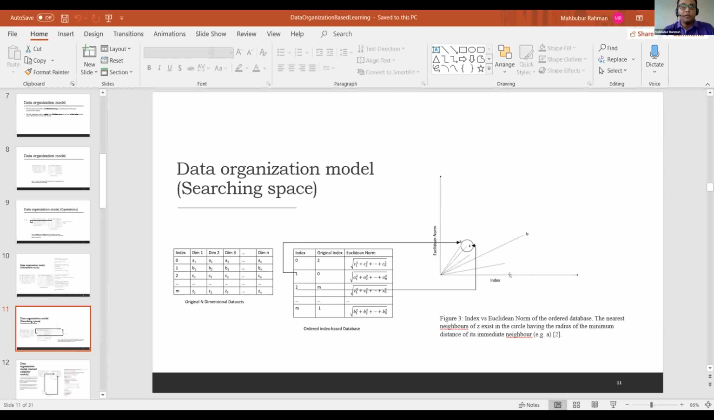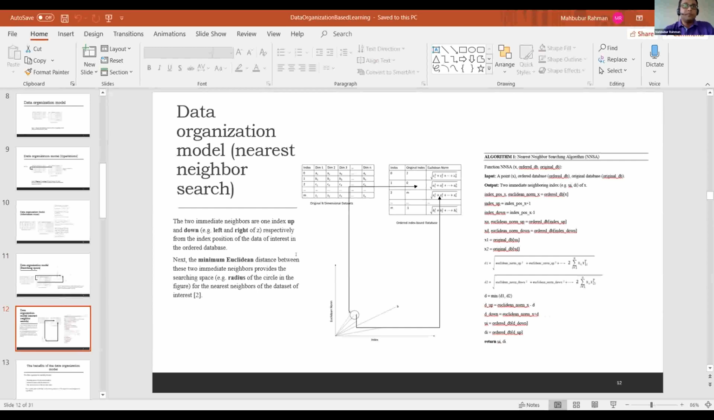Actually, I will explain more thoroughly in the next slide. So this is just a conceptual figure. So this is the overall benefit of using this type of data organization model.